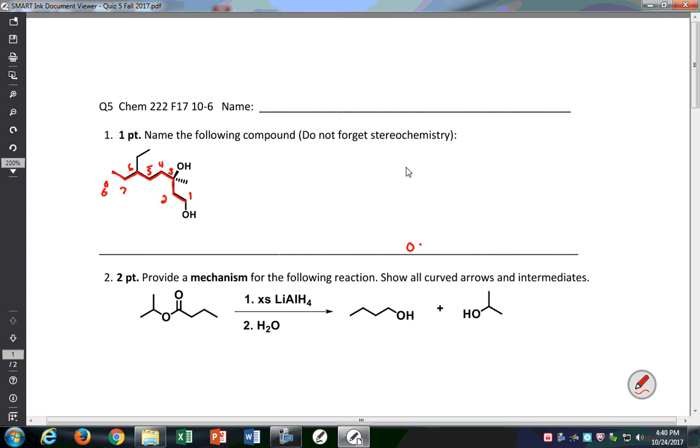So this is an octane 1,3-diol as our total parent name. And then we do have a methyl and an ethyl. And remember, we put these in alphabetical order. So E comes before M. So we have 3-methyl and 6-ethyl.